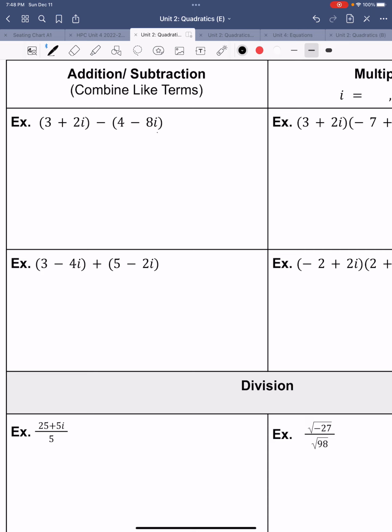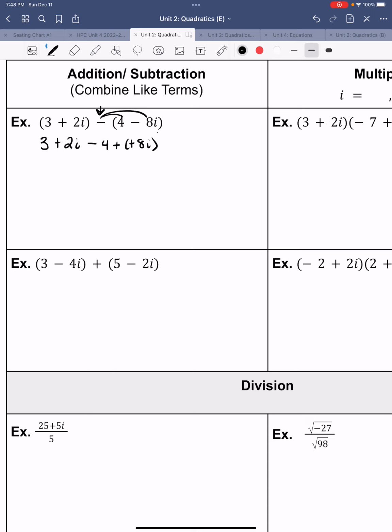So I notice that I have subtraction here instead of addition. So I'm going to start with this first expression. I'm just going to rewrite it because there's no coefficient out front that I would need to multiply over. Here I'm subtracting 4, so I'm going to write subtract 4, but I'm also subtracting a negative 8i. And if I subtract a negative 8i, that's the same as adding 8i. So now I have 3 plus 2i, subtract 4 plus 8i.